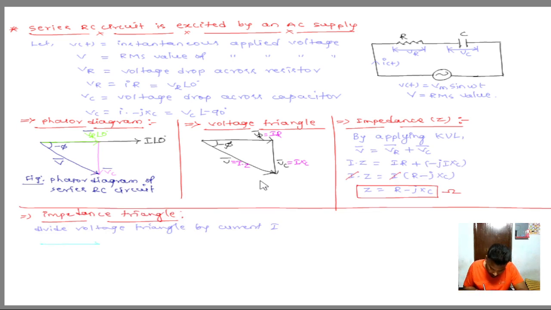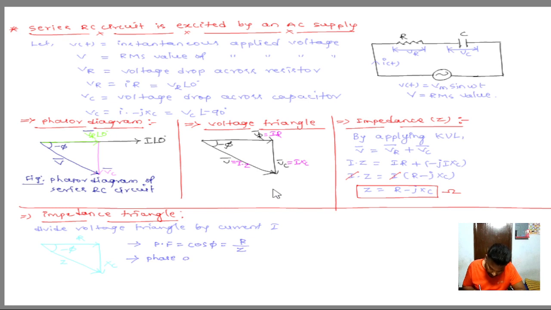This is the resistance, this is the reactance, and this is Z, the impedance. The angle is minus phi. This is the impedance triangle. From the impedance triangle, you can calculate the power factor. Write the formula for power factor: cos phi is equal to R by Z.